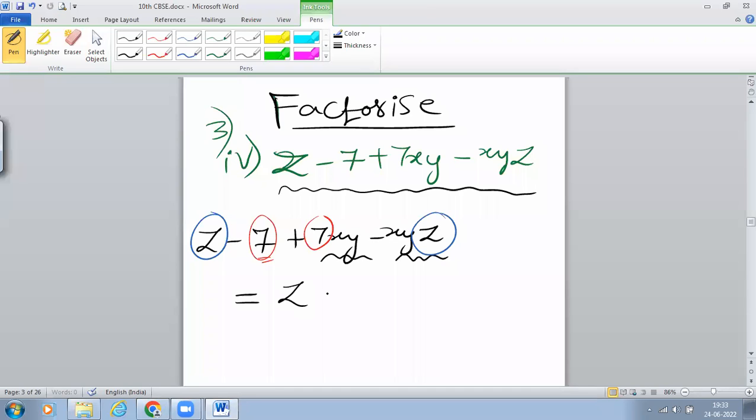So here, minus xyz, I'm going to take this last term and write it as the second term. So minus xyz. Now we have minus 7, which I'll write as the third term, minus 7. And here plus 7xy. We can always interchange the terms for our convenience. There is no problem at all.